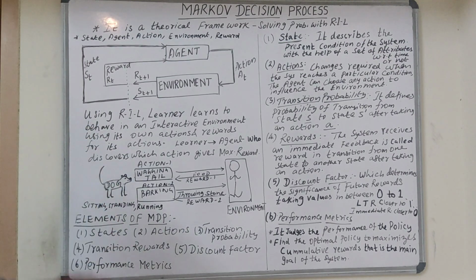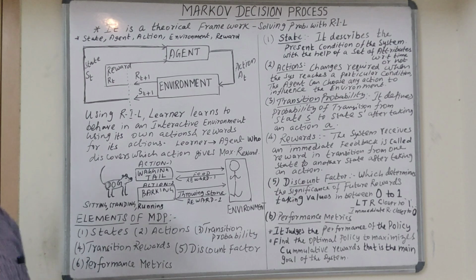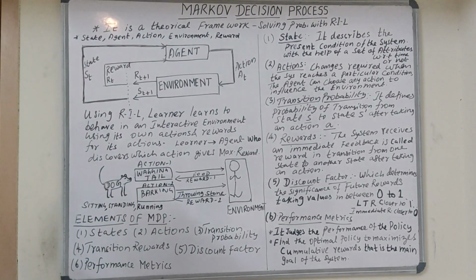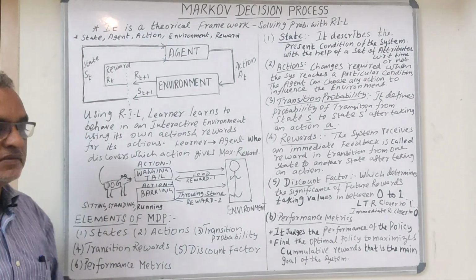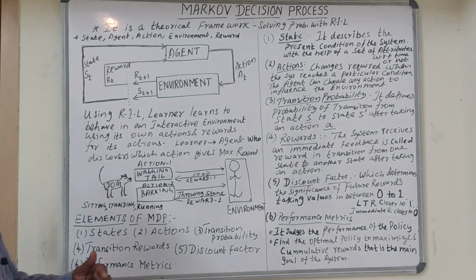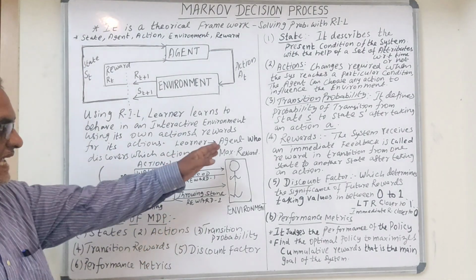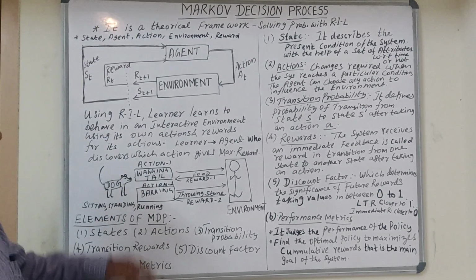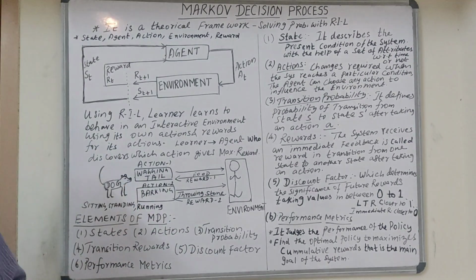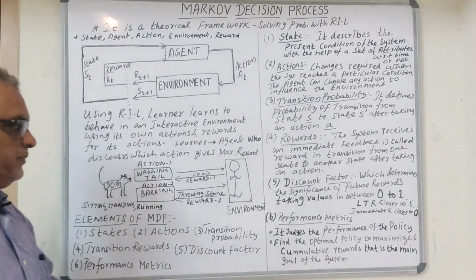Using reinforcement learning, the learner learns to behave in an interactive environment using its own actions and rewards for its actions. The learner is called the agent here, who discovers which action gives the maximum reward.